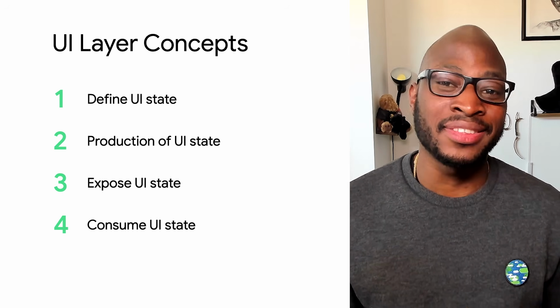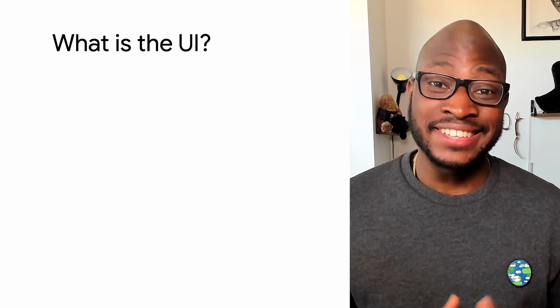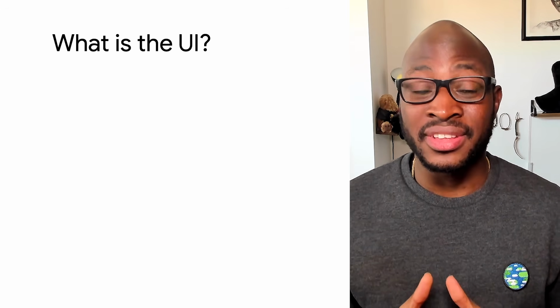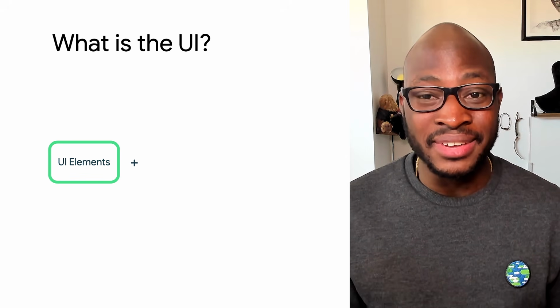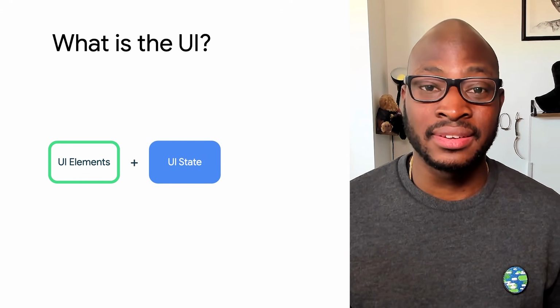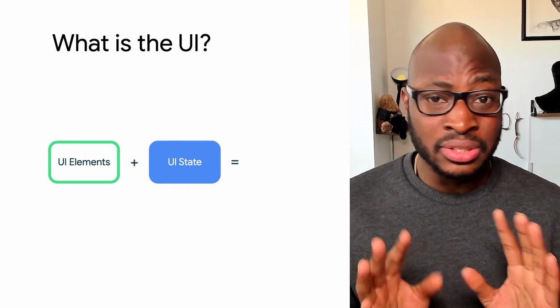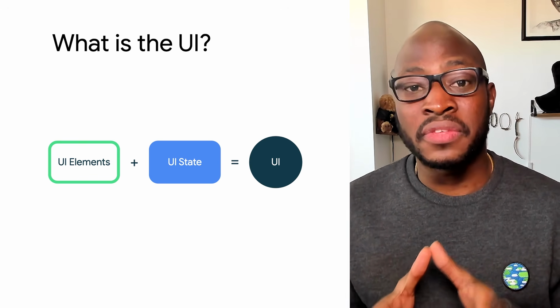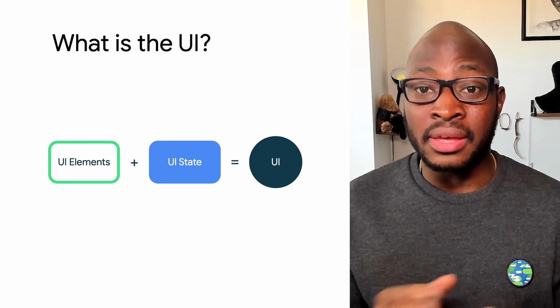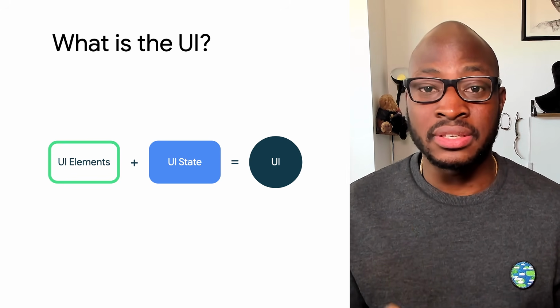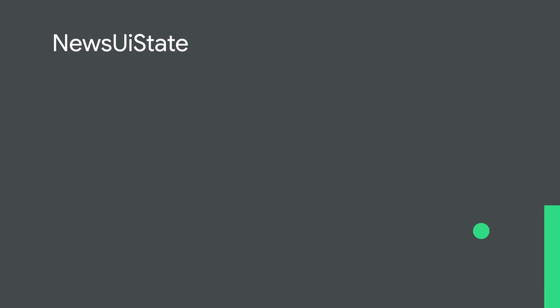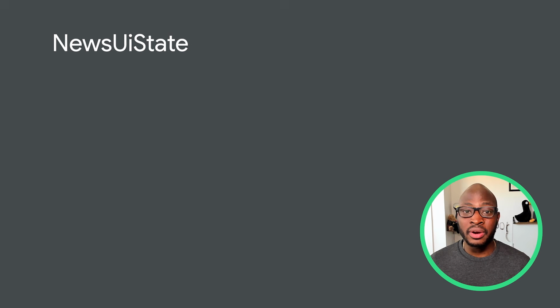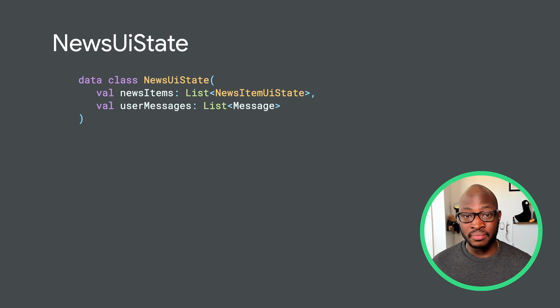Let's start with defining the UI state. In Jet News, the UI presents the user with a list of articles. This information is the UI state. In other words, much like two sides of the same coin, the UI is the visual representation of the UI state. The UI immediately reflects any changes to the UI state. In this case study, the information required to fully render the UI can be encapsulated in the News UI state data class, defined as follows.